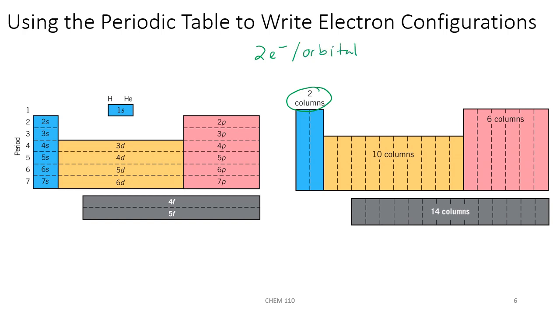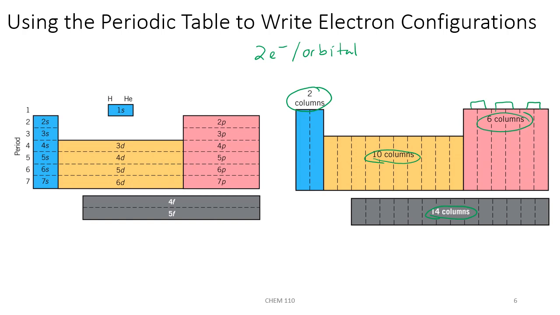In our P block, there's 6 columns, and each column, 2 of them would fill 1 orbital essentially. So therefore, there's going to be 3 orbitals in every P subshell. And then in our D block, there's 10 columns, and that's because there's 5 orbitals. We usually won't write configurations very much for elements from the F block, but down in the F block, there are 14 columns, and that would represent 7 orbitals.